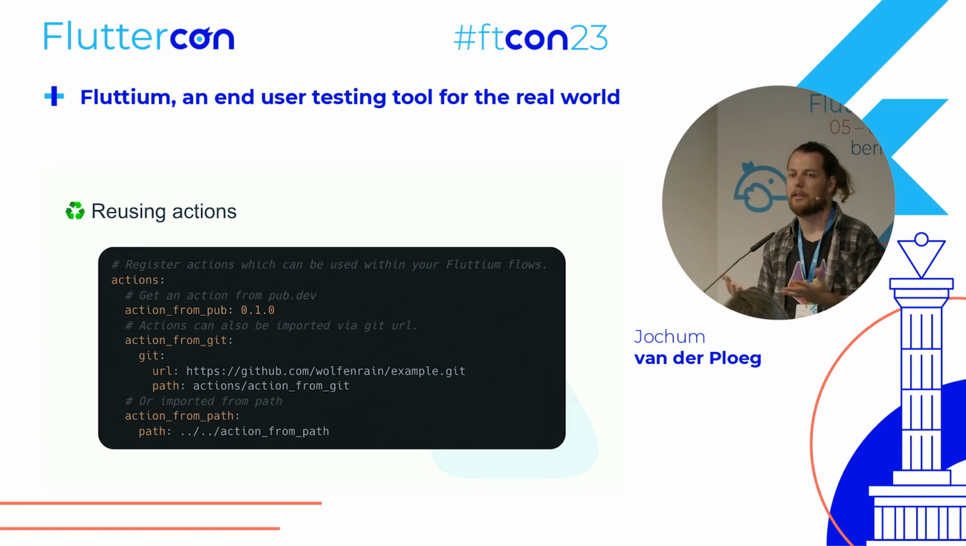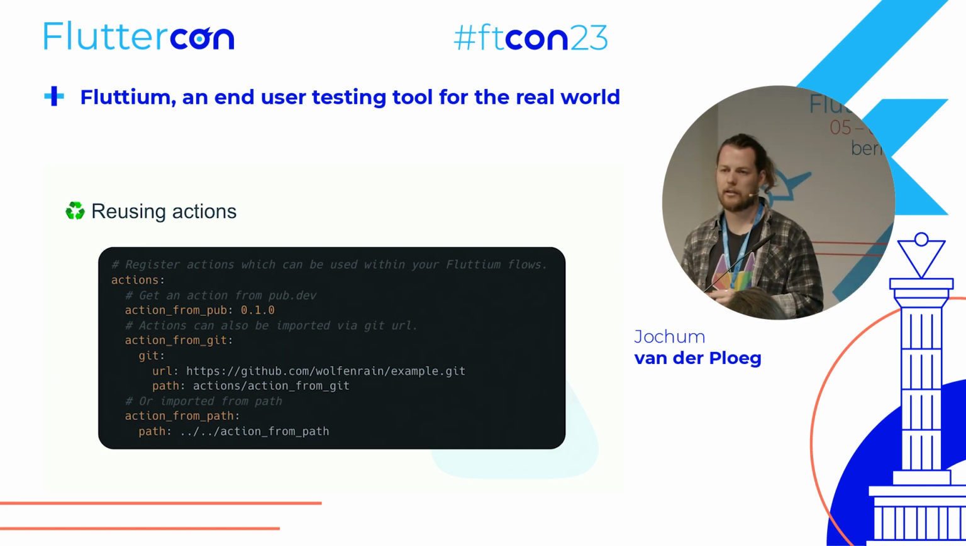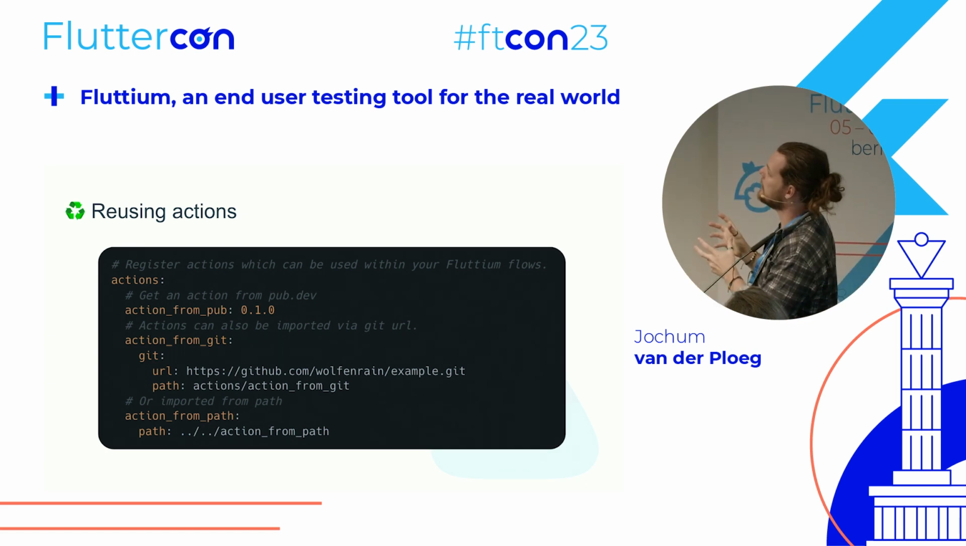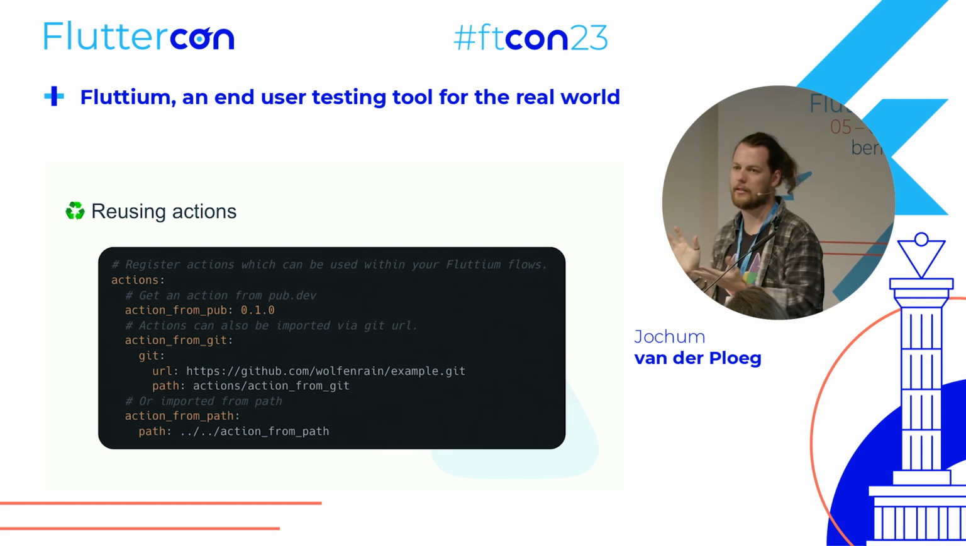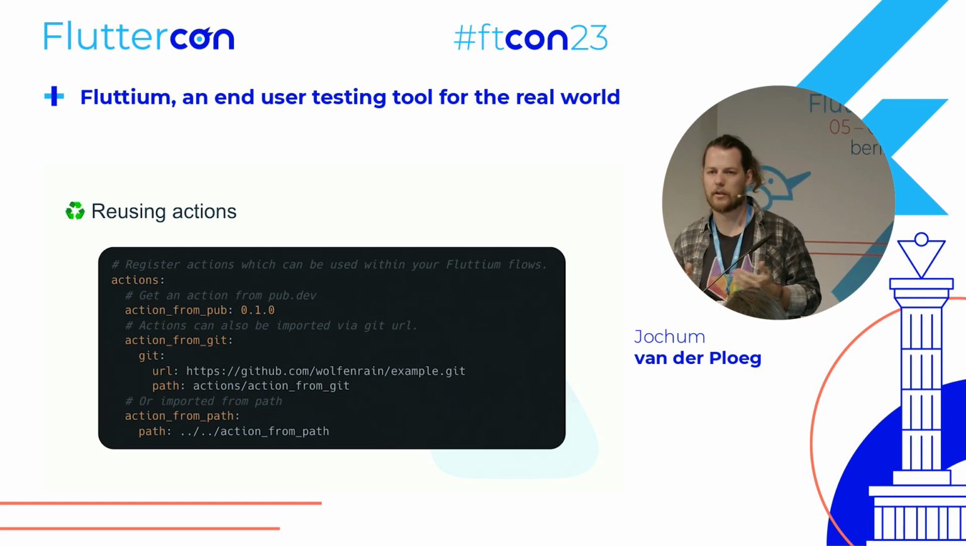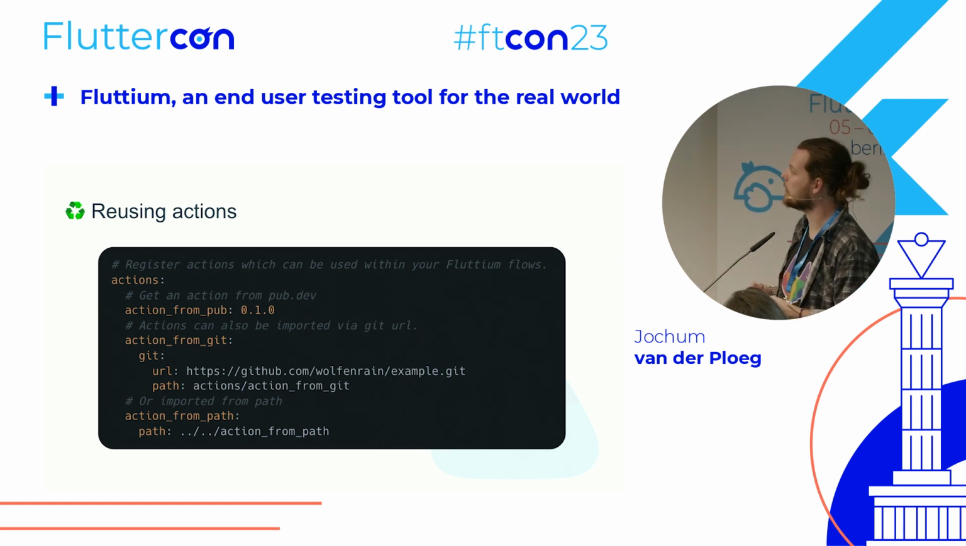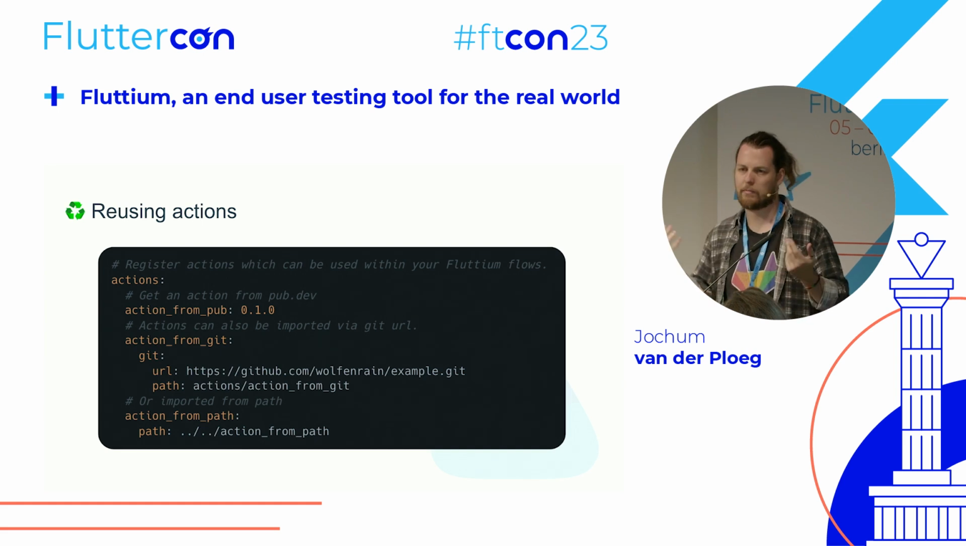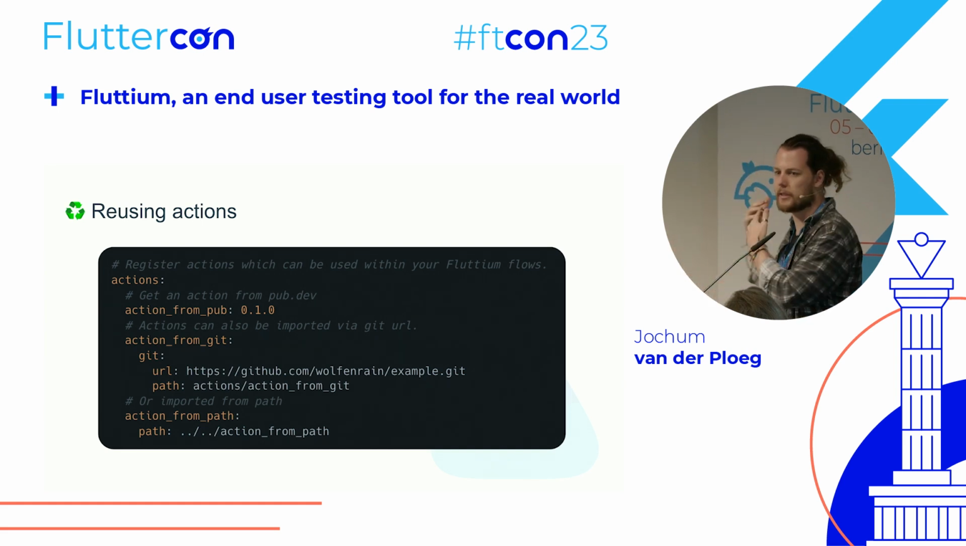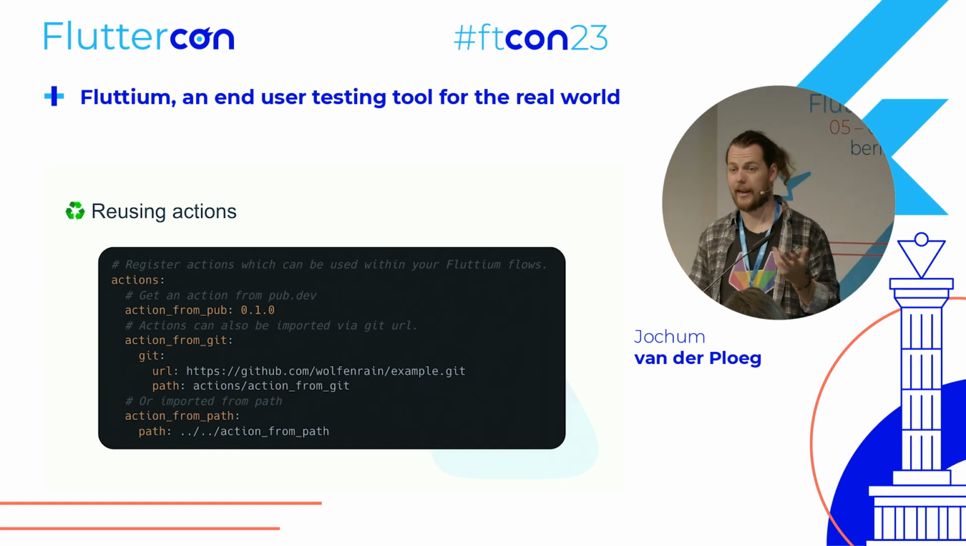So the potential with actions is basically infinite, because you can scale them however you want. You can version control them however you want. I mean, it's basically another pubspec, but then specifically for Fluttium. Great, right? No? Yay.